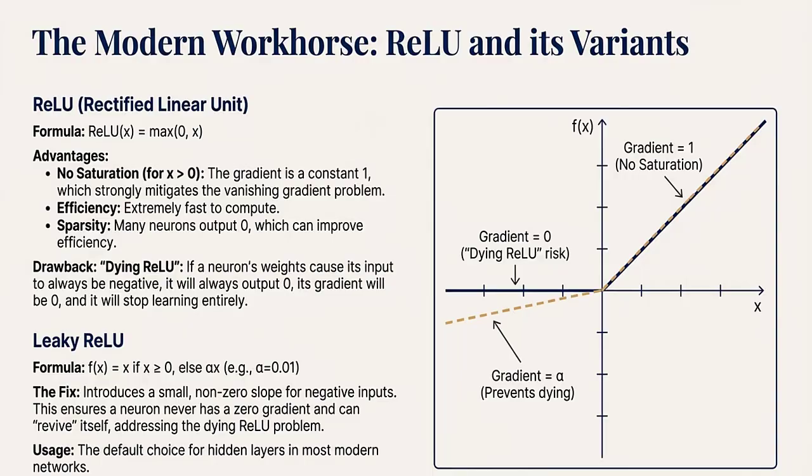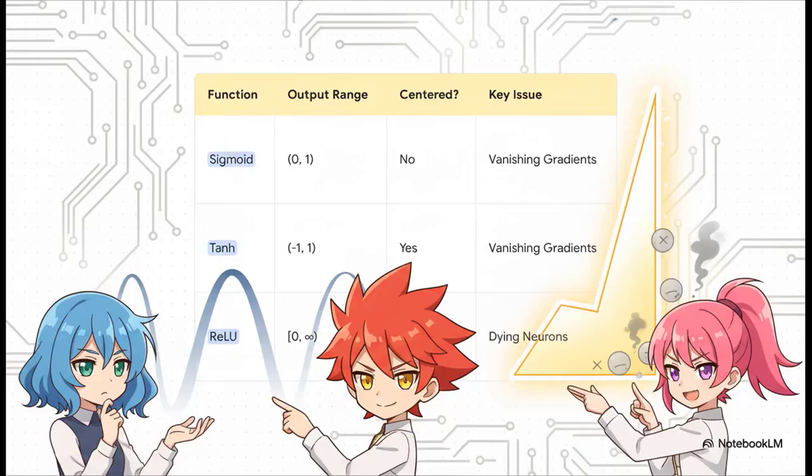So here's the showdown. Sigmoid and tanh, they both get crippled by vanishing gradients. ReLU comes in and solves that, but it introduces its own little quirk called dying neurons, where a neuron can just get stuck on zero forever. But even with that small issue, the massive speed up it provides meant ReLU became the king, and it's still the default choice for most networks today.